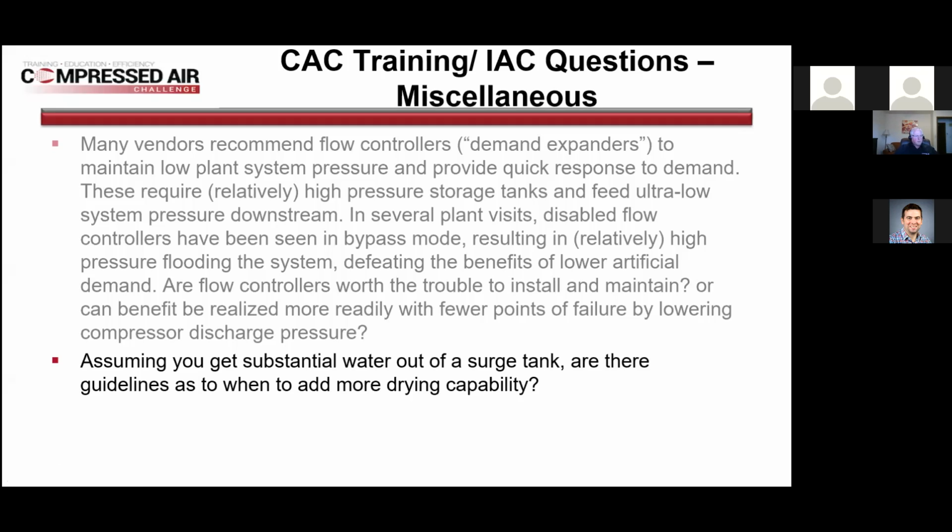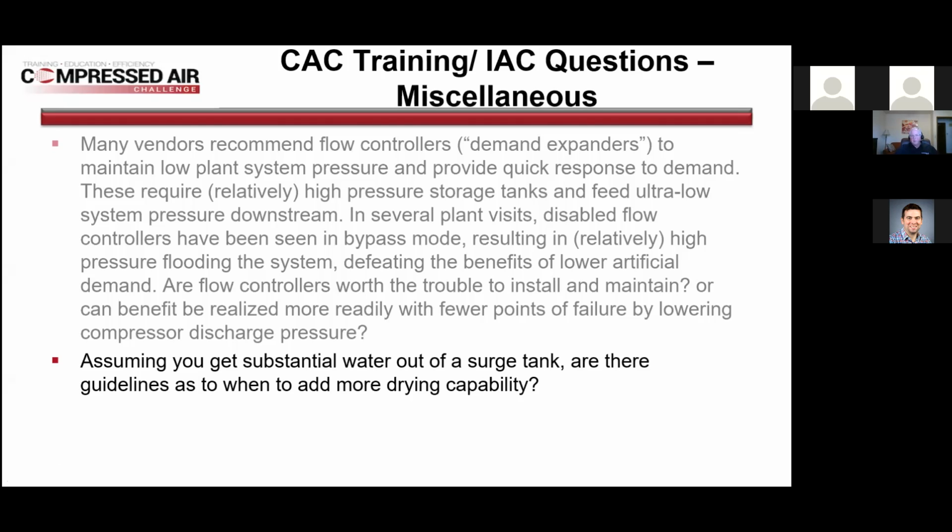Substantial water in a surge tank: guidelines for when to add more dryer capacity. I'd look at the entire system and find out what's wrong with it. First of all, does the surge tank have a trap on it, and has the trap failed? Because even with a good dryer, over time it could happen. Where is the surge tank actually located? Obviously, if it's a wet tank or a control tank that's before the dryer, it wouldn't have any impact. You really need to be aware of that piece as well.